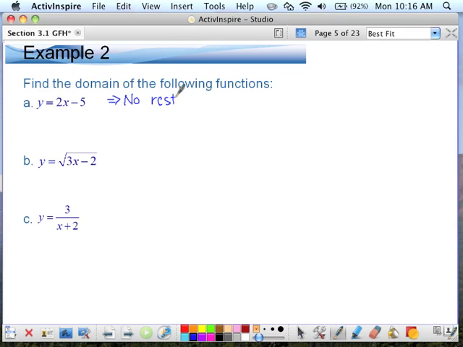There are no restrictions because there is no variable in a denominator. In fact, there's no denominator at all. And there's no square root or fourth root or sixth root. So there are no restrictions on this. Because there are no restrictions, that means that x can be anything at all when we graph it. So therefore, our domain is said to be all real numbers, from negative infinity to positive infinity.